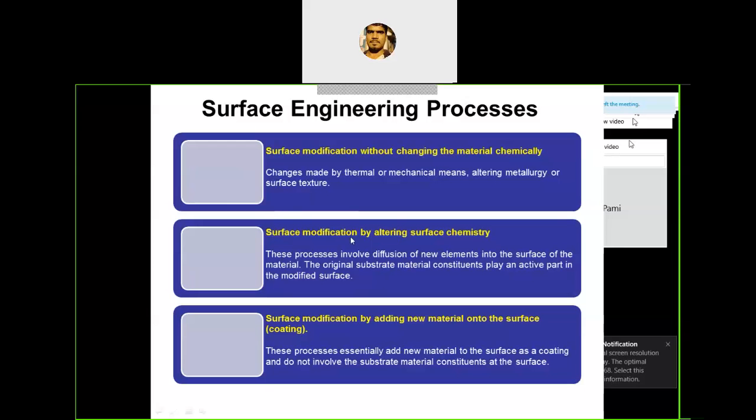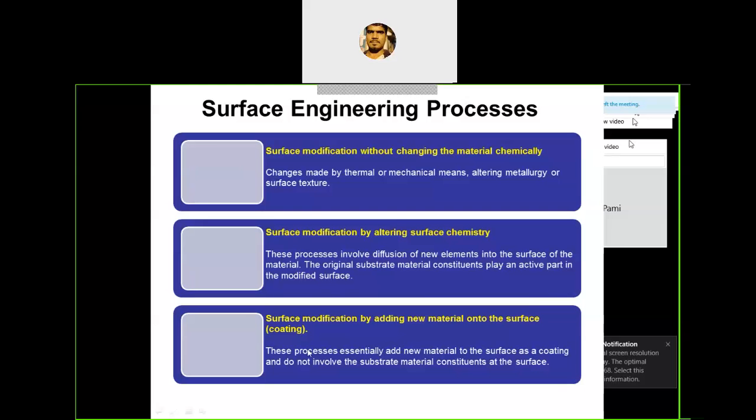Next, the second category, surface modification by altering the surface chemistry. Here, without changing the surface chemistry, and here changing the surface chemistry. These processes involve diffusion of a new element into the surface of the material. The original substrate material constituents play an active part in the modified surface. Only the surface we are going to change.